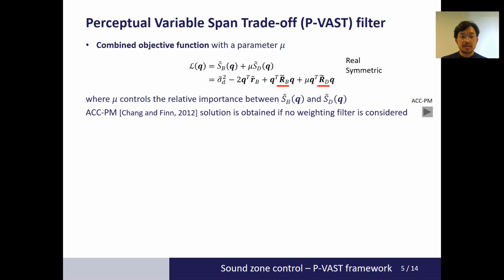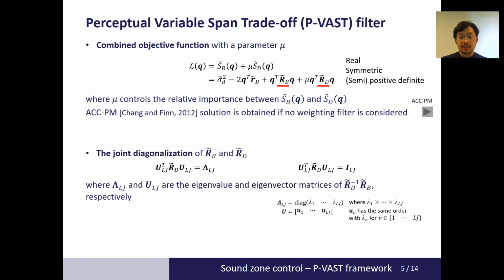Now we can do something further by exploiting some properties of these two matrices. These are real, symmetric, at least semi-positive definite matrices, and this allows us to compute the joint diagonalization of these two matrices by using their eigenvalue and eigenvector matrices. If we sort eigenvalues in descending order, then the most important information will be represented in the first few eigenvectors and eigenvalues. That allows us to use a low-rank approximation of these two matrices.